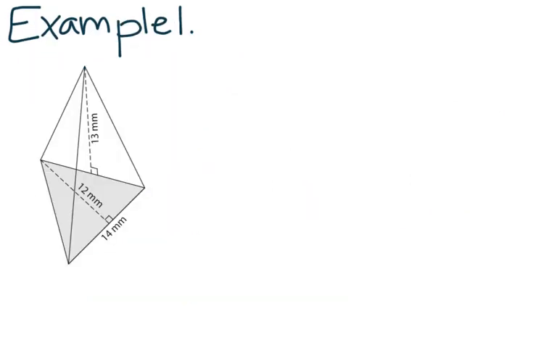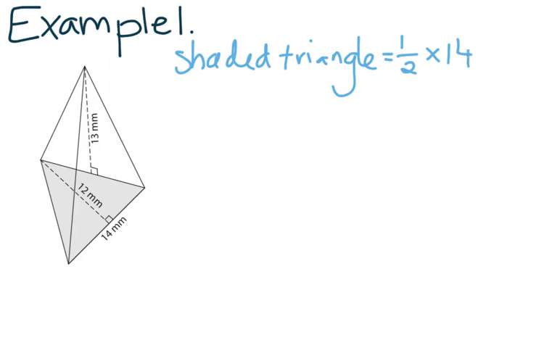So, doing an example of a triangular pyramid here. You can see the base, the shaded one, is an equilateral triangle, and each side is 14 millimeters. So we're going to do the shaded section first. I'll just write shaded triangle. And that is half of 14, so half times 14 times 12, and that gives us 84 millimeters squared.